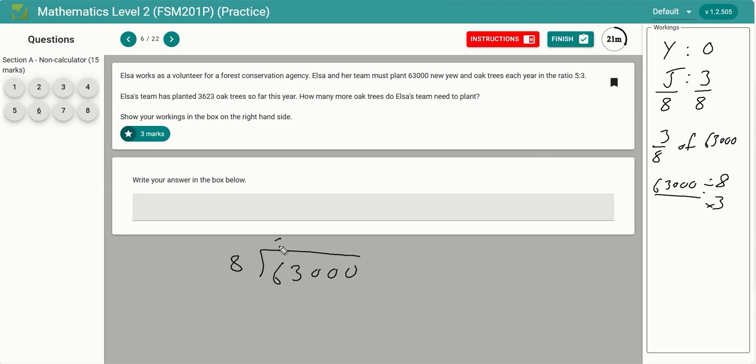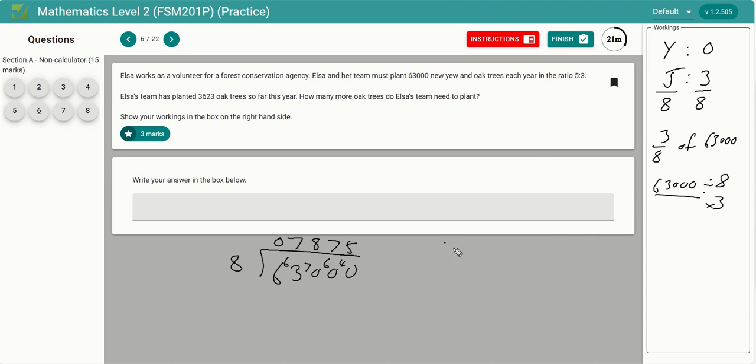6 divided by 8 is 0, move the 6 across. 63 divided by 8 is 7. 7 8s are 56, that's a remainder of 7. 70 divided by 8 is 8. 8 8s are 64, so that's a remainder of 6. 60 divided by 8 is 7. 7 8s are 56, that's a remainder of 4. 40 divided by 8 is 5.